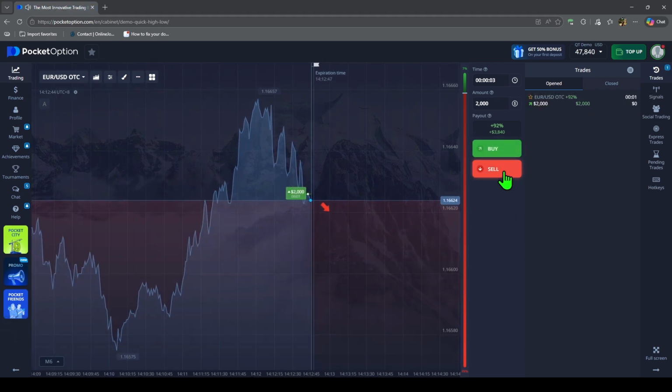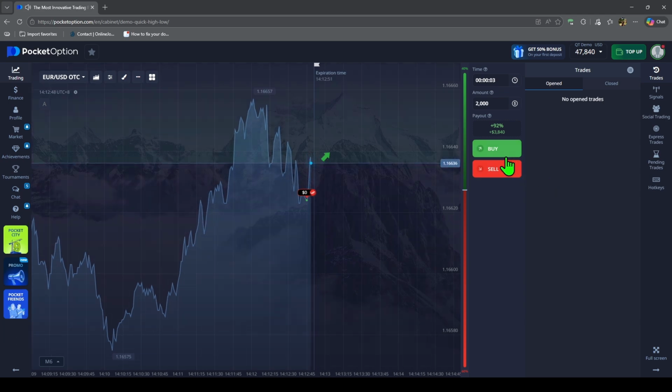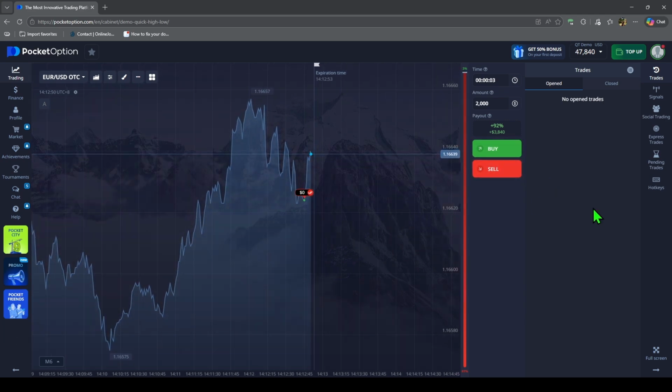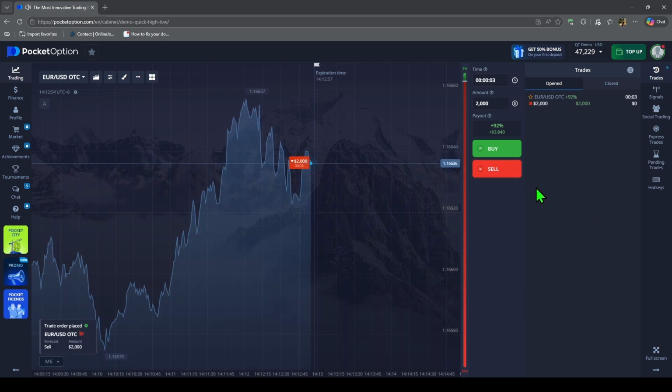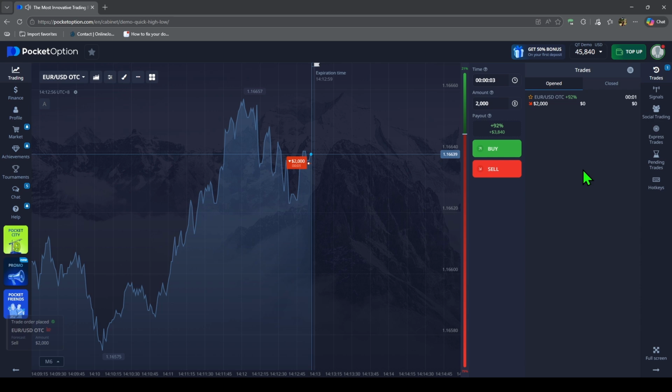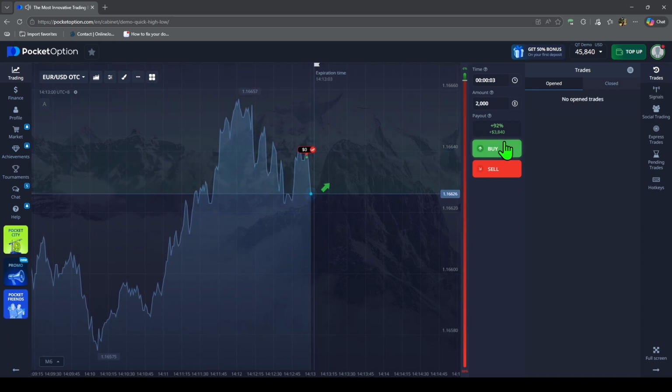Before entering a trade, wait for confirmation. For example, you can look for price touching a support or resistance area, then wait for a strong candle movement in your expected direction. Don't enter just because you feel the price might move.